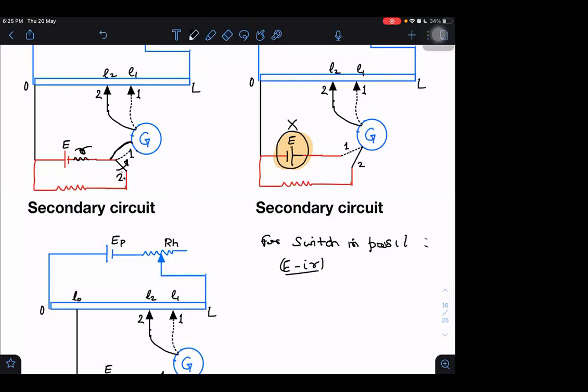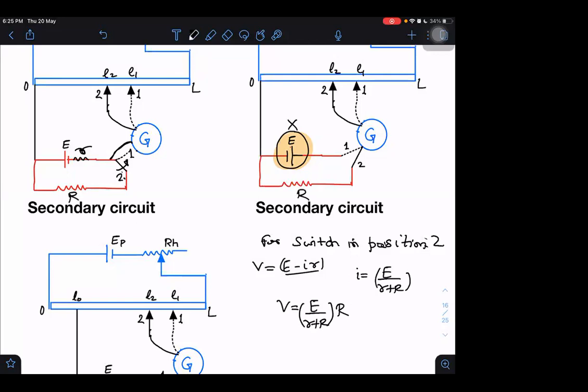For switch in position 2, what will be the voltage obtained? V will be equal to E minus IR. And what will be I here, by the way? I will be equal to E upon R plus capital R. Then what will be V? V I can write as E upon R plus capital R, that is current, into R also I can say. This is R here. External resistance is R.